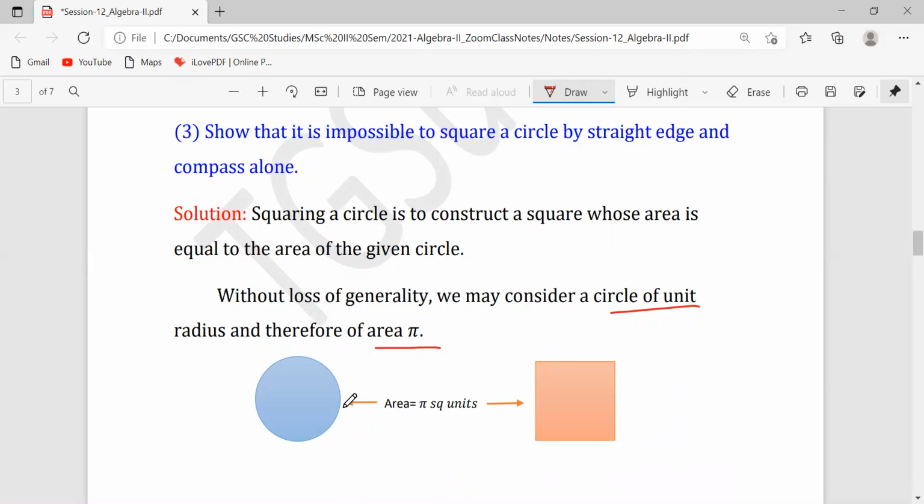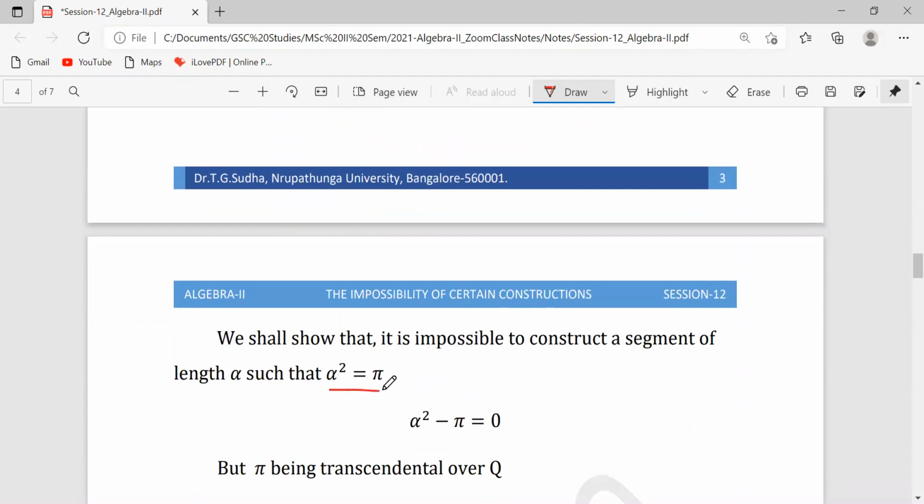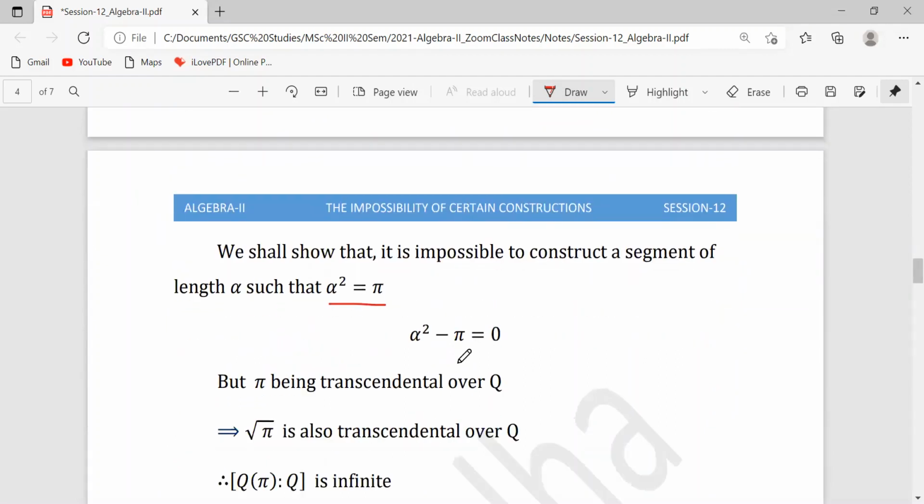Since the circle area is pi now, you need to construct a square whose area is equal to pi square units. So let us assume the side to be equal to alpha. Therefore, area of this square becomes alpha square. So we need to construct alpha such that alpha square is equal to pi. So let us consider that alpha square is equal to pi, and alpha square minus pi equal to 0.